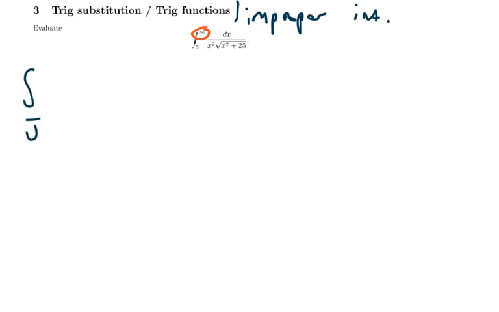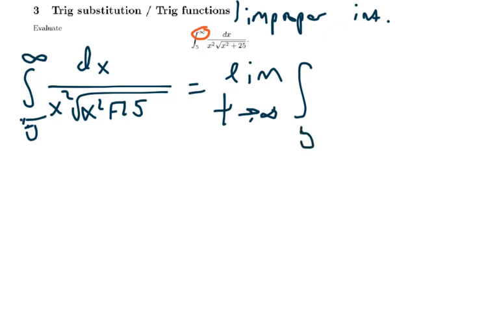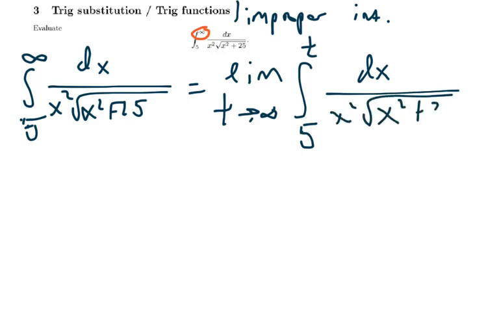So the definition for an improper integral, if we're going from 5 to infinity, we have dx over x squared square root of x squared plus 25. So the way you write this is we choose some parameter. We do limit, and I'm just choosing t as my variable. T goes to infinity, from 5 to t, dx over x squared square root of x squared plus 25. Okay, so this is just the limit, and you always want to do this as your first step.